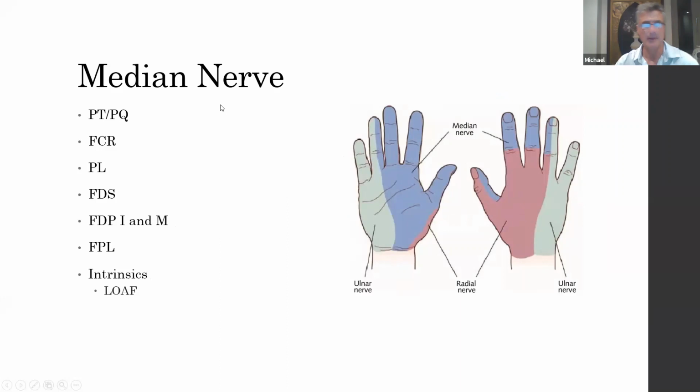And I think you'll know that that's ulnar nerve and then the radial nerve on the dorsal radial aspect of the hand. And the median nerve supplies pronation, so pronator teres, pronator quadratus, FCR, palmaris longus, all the FDSs, FDP index and middle, FPL, and the intrinsic muscles, mostly on the thenar side, LOAF, that's lumbricals, the two lumbricals to the FDPs, index and middle, the opponens pollicis, the abductor pollicis brevis, and half of the flexor pollicis brevis. But an important half of the flexor pollicis brevis is important innervation.